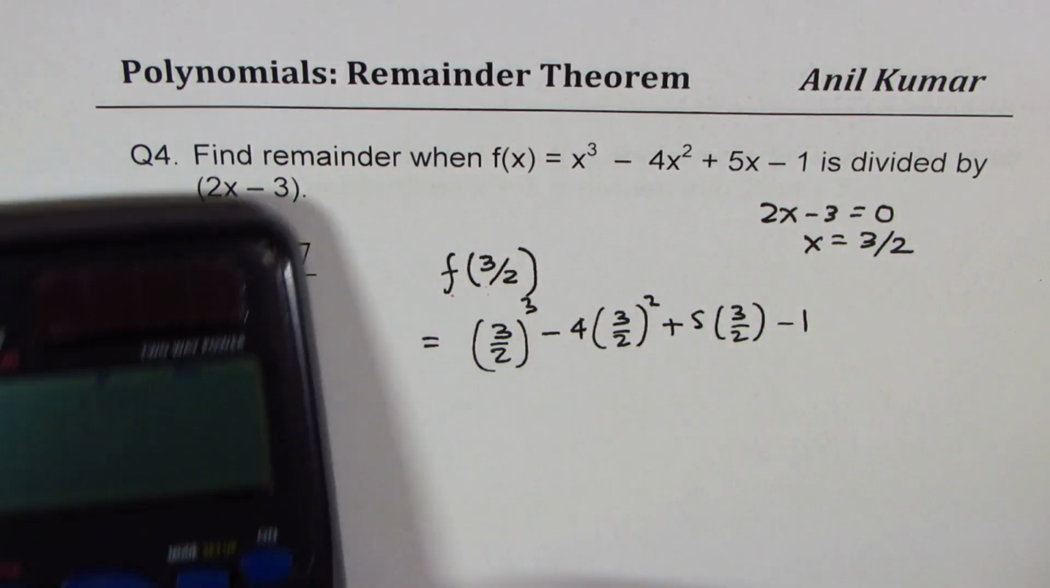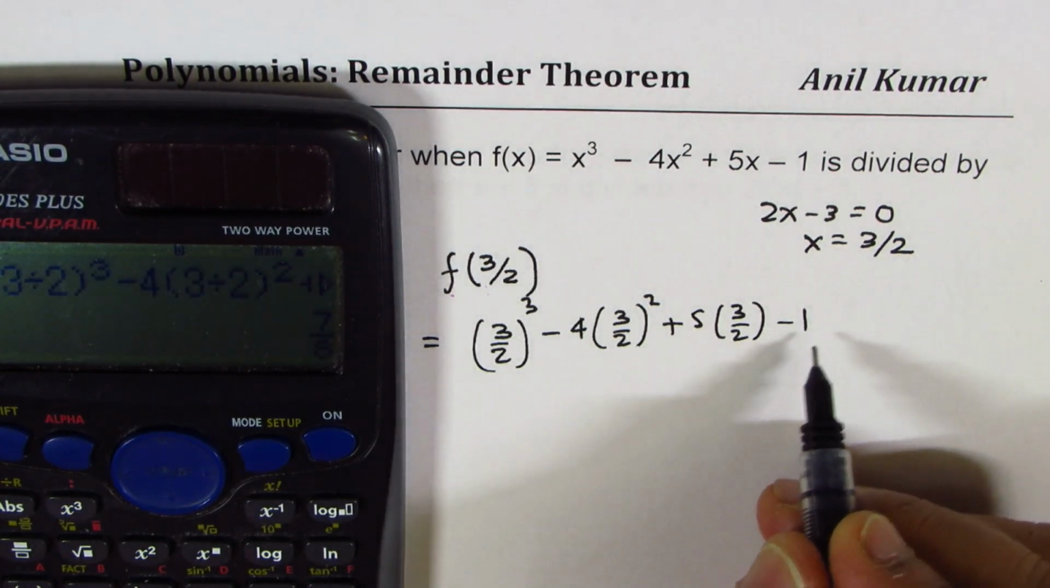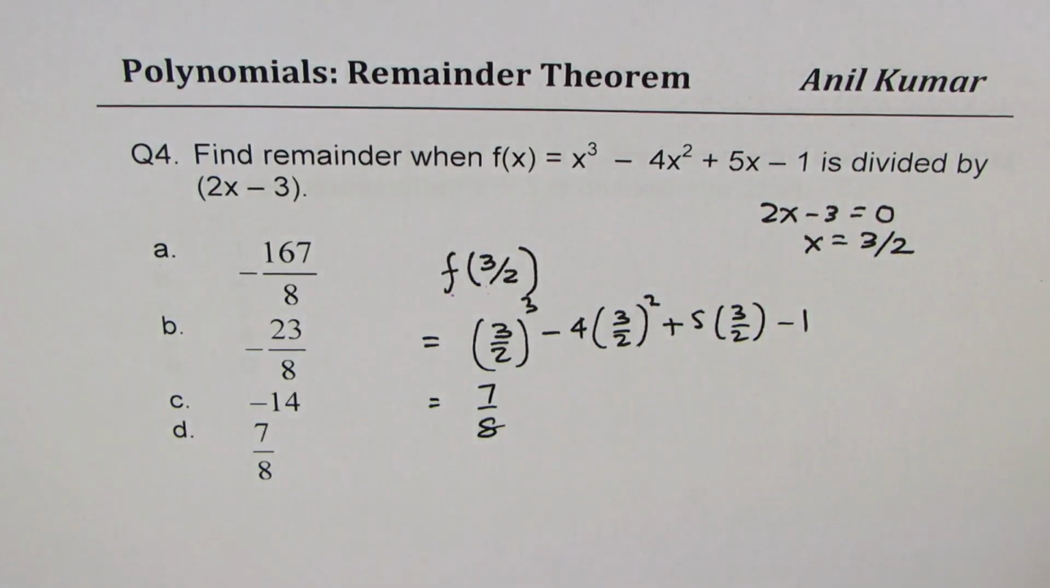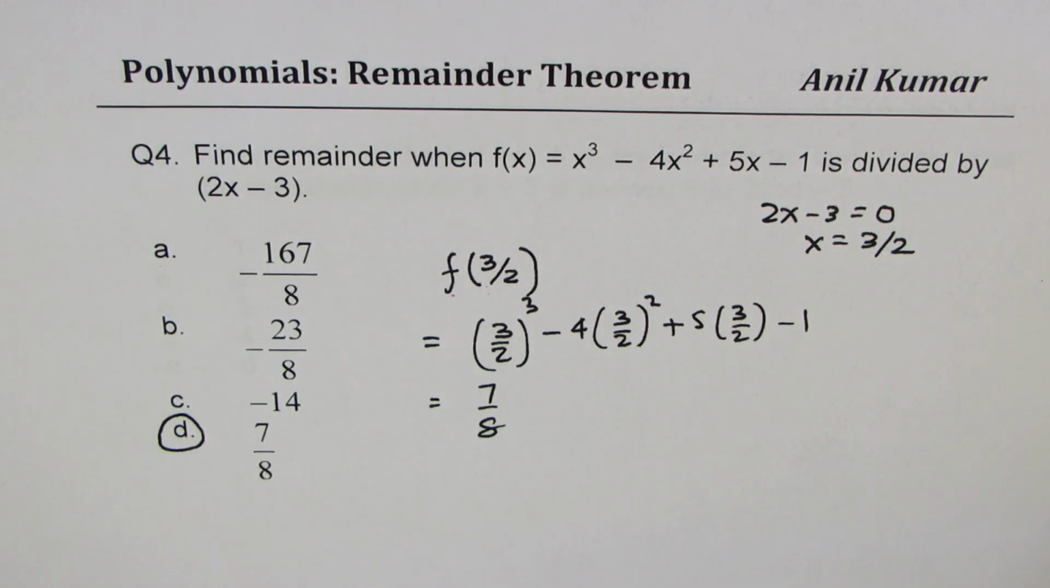So let's use the calculator once again. Within brackets, 3 divided by 2, you could use 1.5 also, whole cube, minus 4 times within brackets (3 divided by 2) squared, plus 5 times 3 divided by 2, minus 1, equals. So we get this as equal to 7/8. So our answer is 7/8, which is option D. So that is how it could be done.